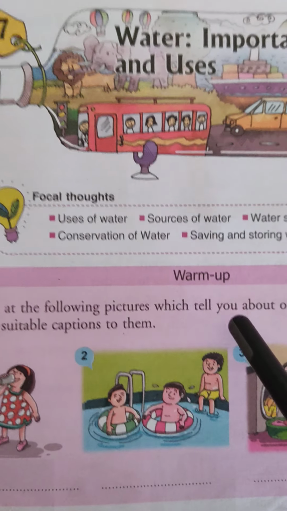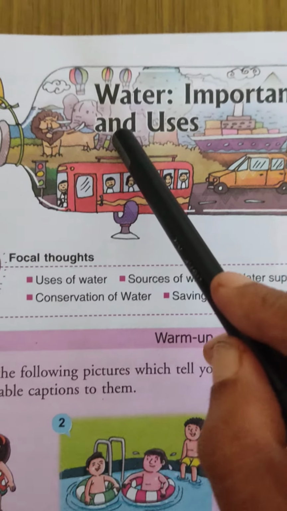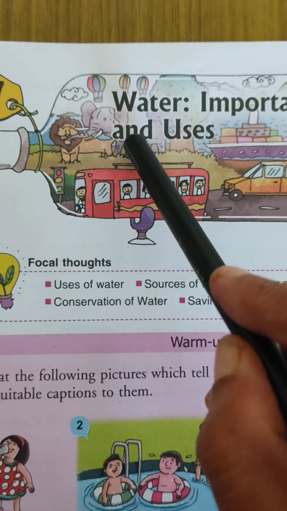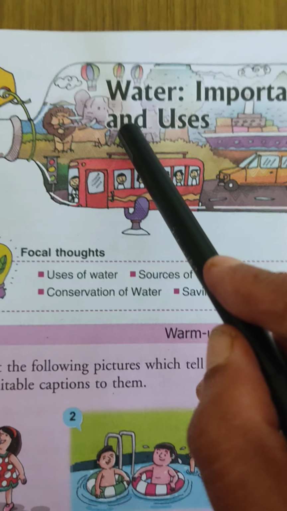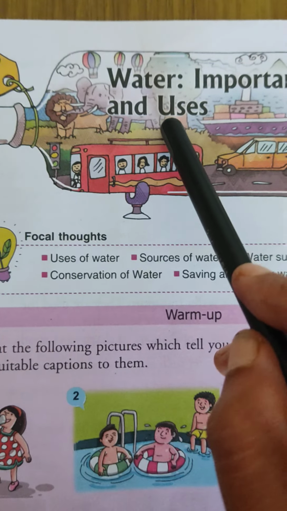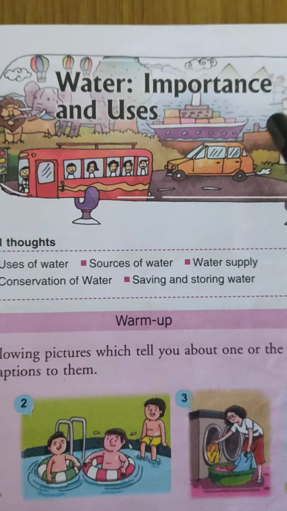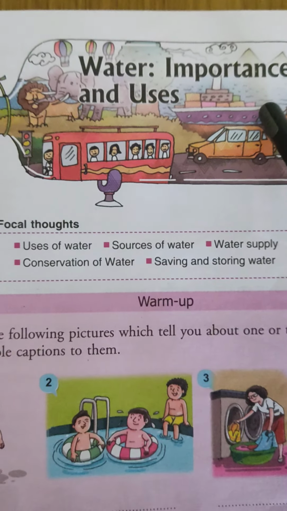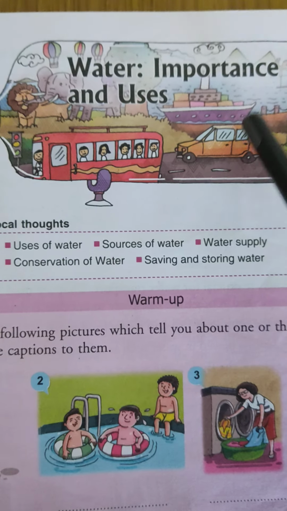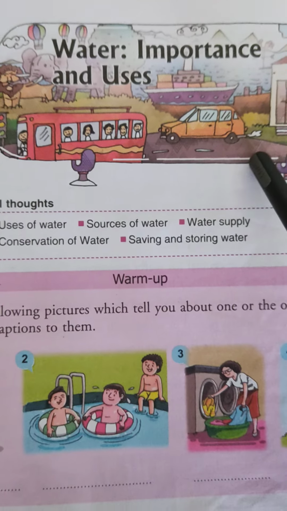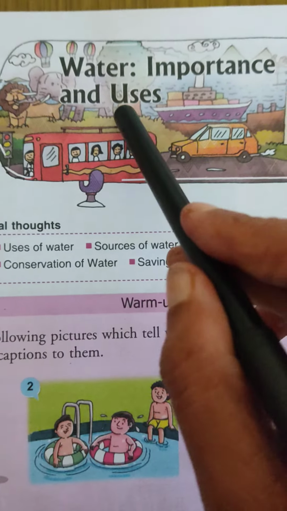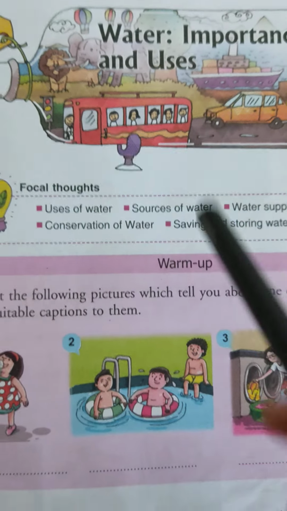So let's start. Dear students, water is very important for our survival, isn't it? All living beings need water to live. Without water, we can't live so long. So water is very much important for our living. For all living beings, water is very necessary. In this chapter, we will know about the importance and uses of water.